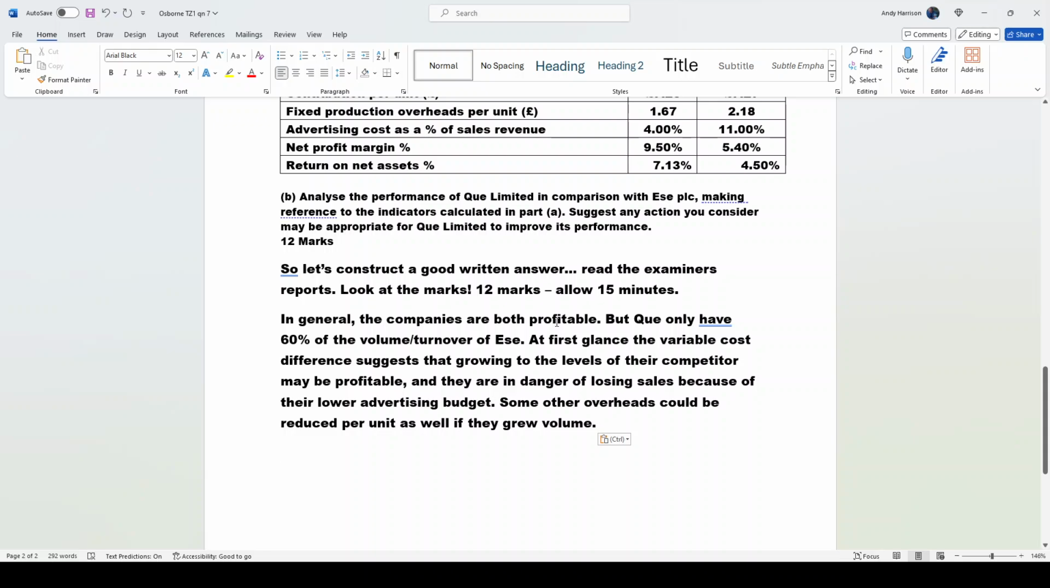And also because of the advertising, they could lose it. And then the other overheads aren't so obvious at first glance, but we could reduce those per unit if we grew in terms of volume, or they grew. So now we've done a nice little opening gambit. That doesn't necessarily earn a massive number of marks themselves, but it sets you up for a good answer. It's important on all other levels of RAAT written tasks as well.